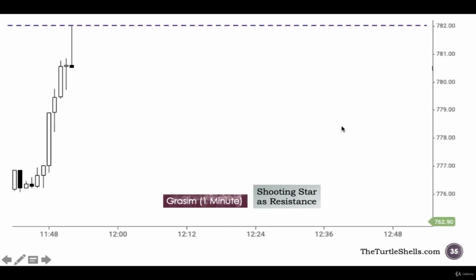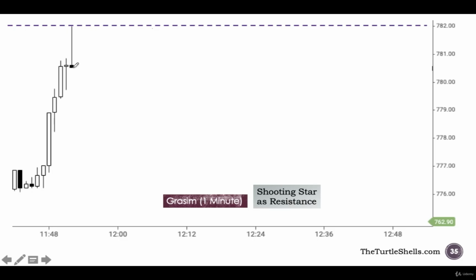So let's quickly have a look at an example. Is this a classic shooting star or is this a normal shooting star? This is a classic shooting star because look at the nice upper shadow, more than or equal to twice the height of the real body.